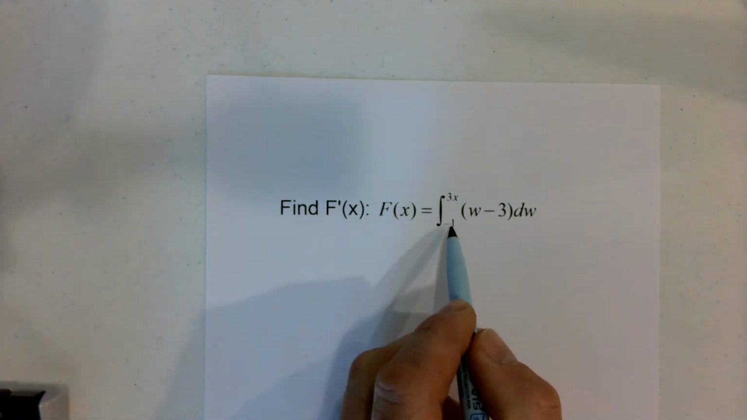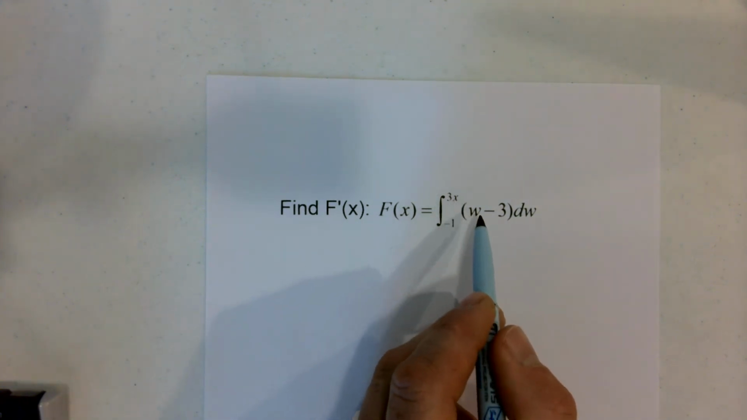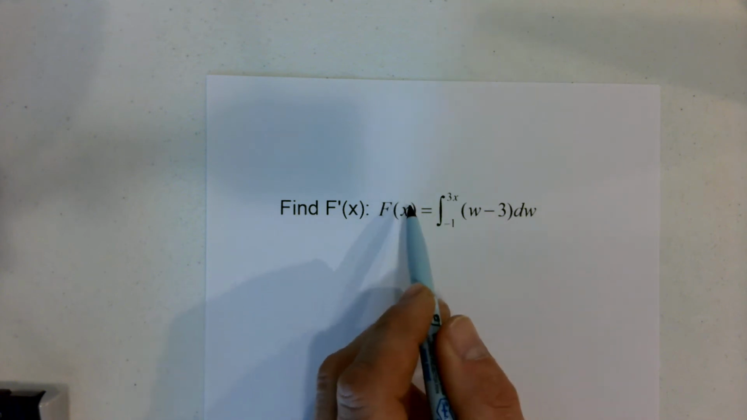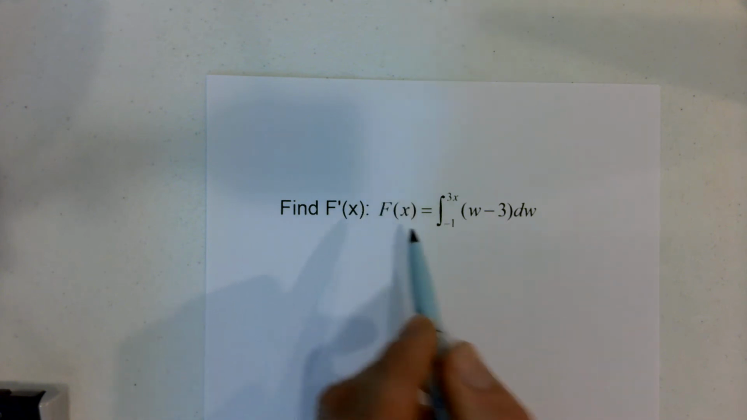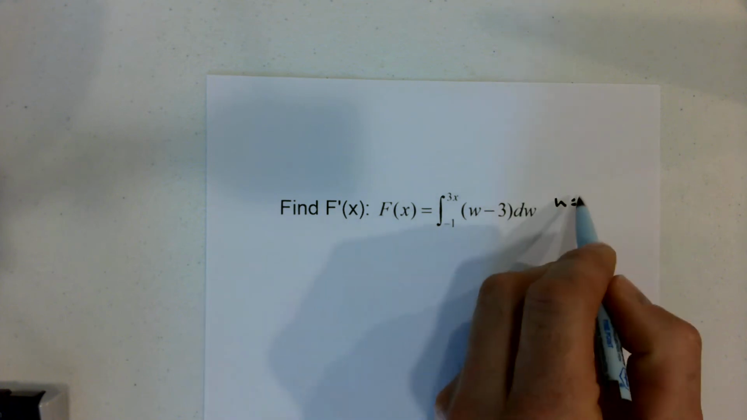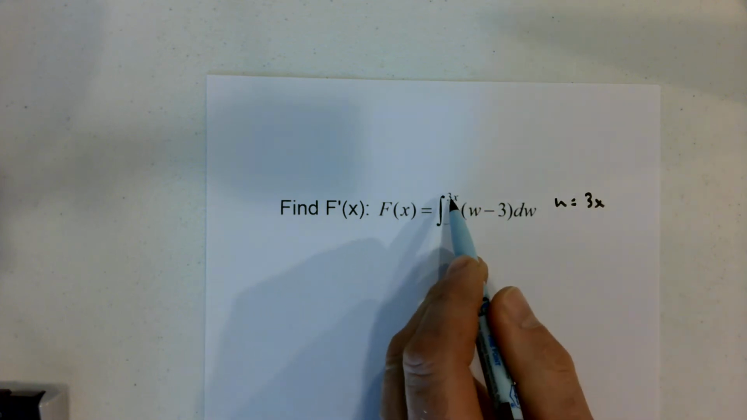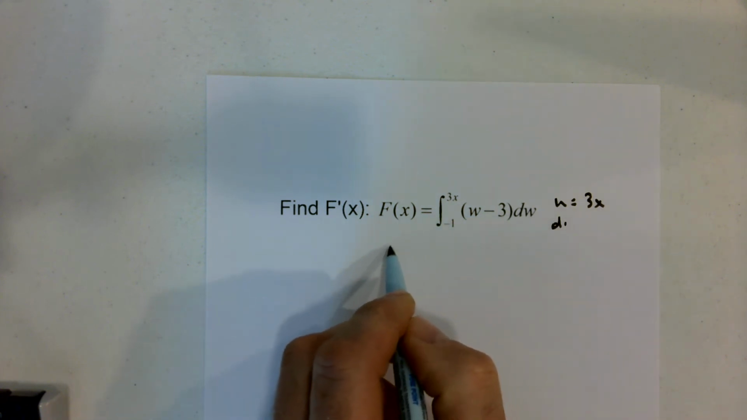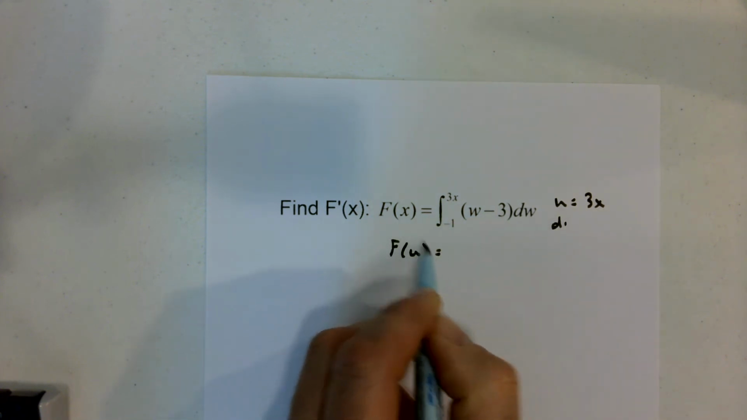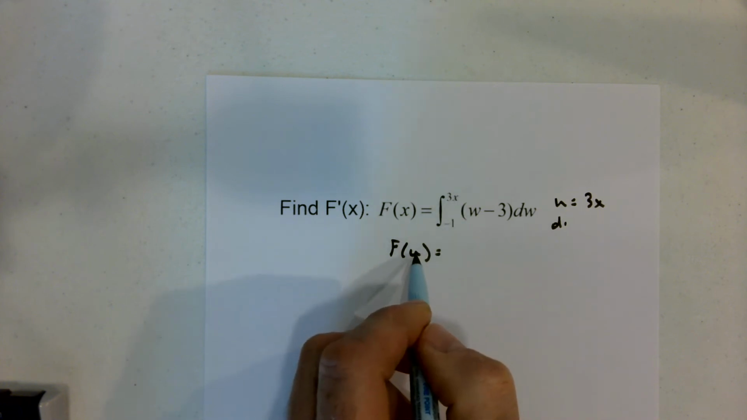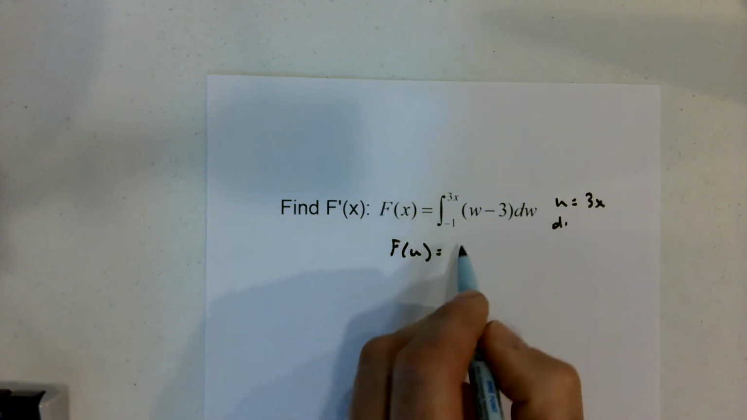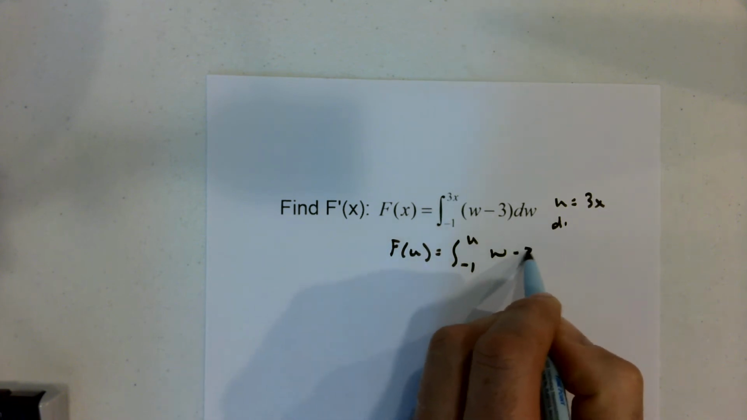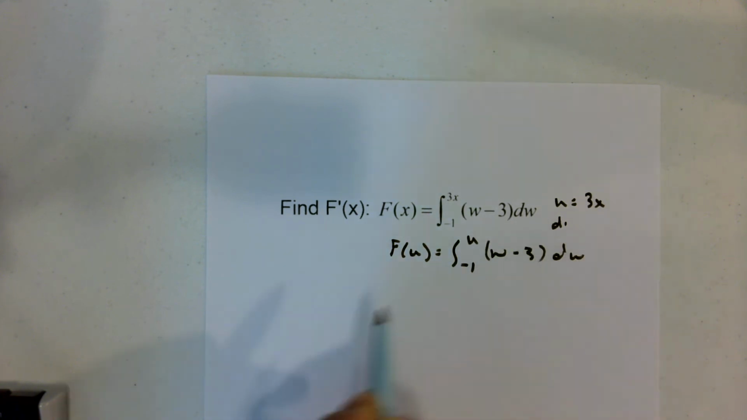So here we have the integration from -1 to 3x of w minus 3 dw. That's our function f of x. We want to find f prime of x. So again, we can let u equal that upper bound of 3x. So then we have f of u. Instead of f of x, we replace those x's with u equals 3x. So we have -1 to u, and then we're doing w minus 3 dw.